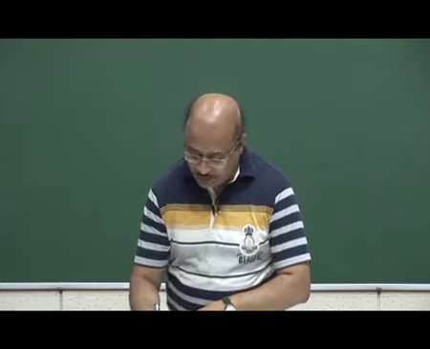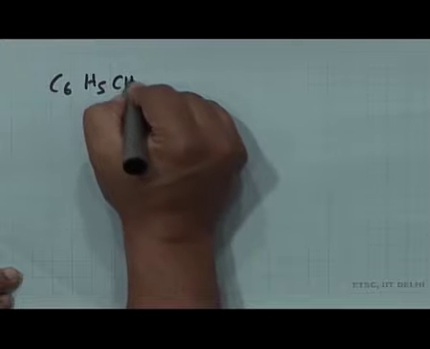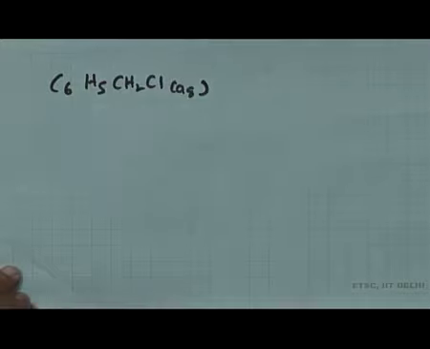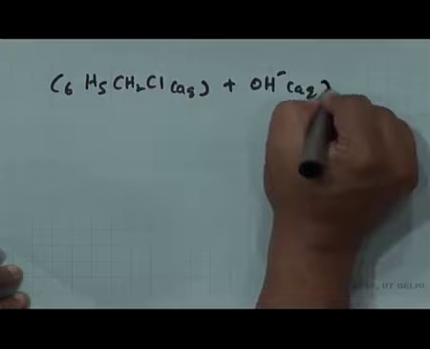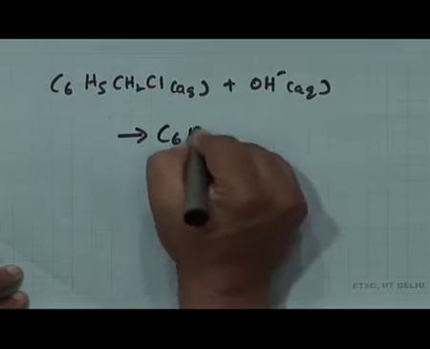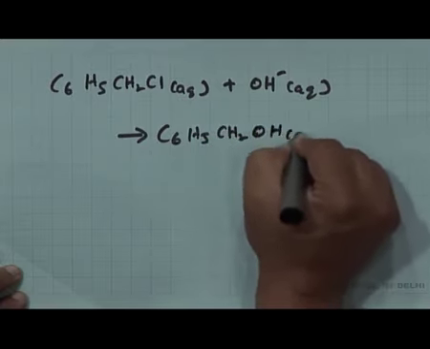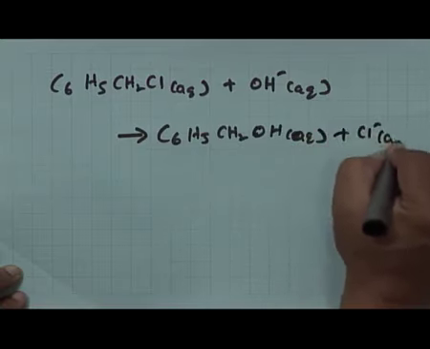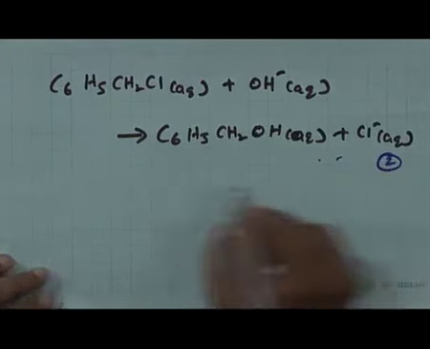So, I now have C6H5CH2Cl in aqueous form plus OH minus aqueous, giving me C6H5CH2OH aqueous plus Cl minus aqueous. Let this be reaction 2.